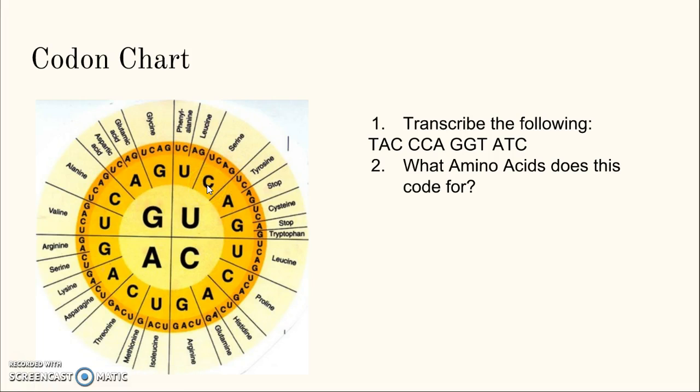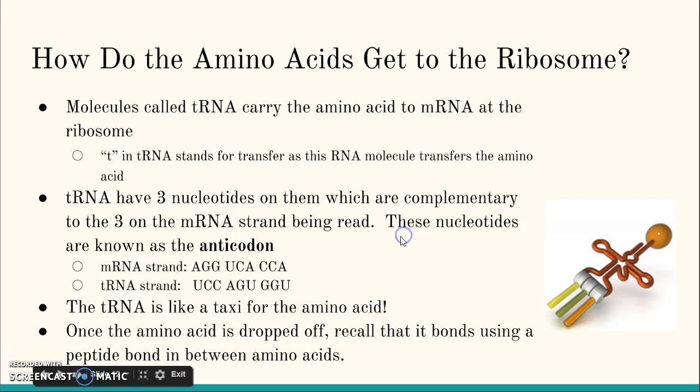Now, we're going to look only at this section for our third letter. And for our third letter, we're going to look right here, UCC. And as we can see, that codes for the amino acid that is called serine. So UCC, the codon, would code for the amino acid serine. So go ahead and do the transcription and translation in your notebook. And we're going to move on.